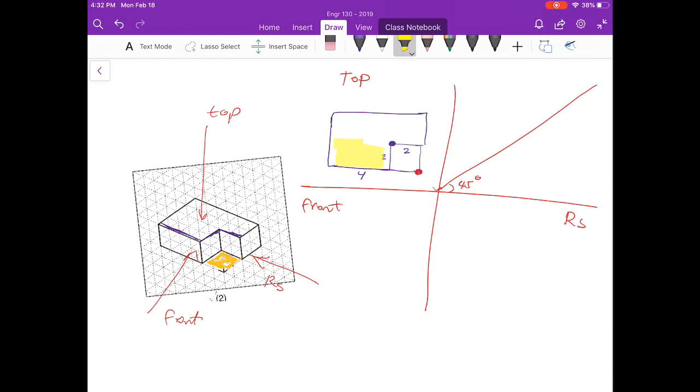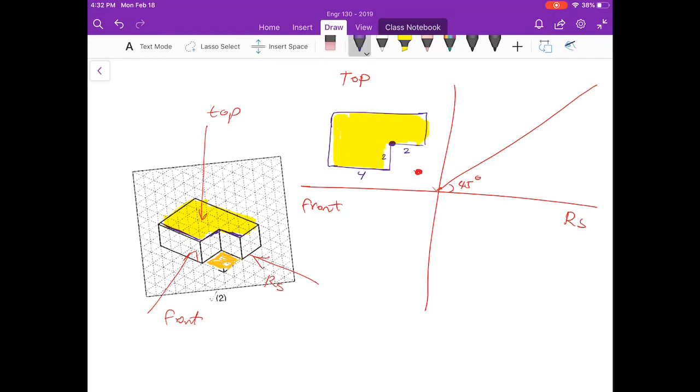So I mean this one, the top view here, which is the same as down here. I'm going to use the eraser to erase these 2 pieces because they don't exist.